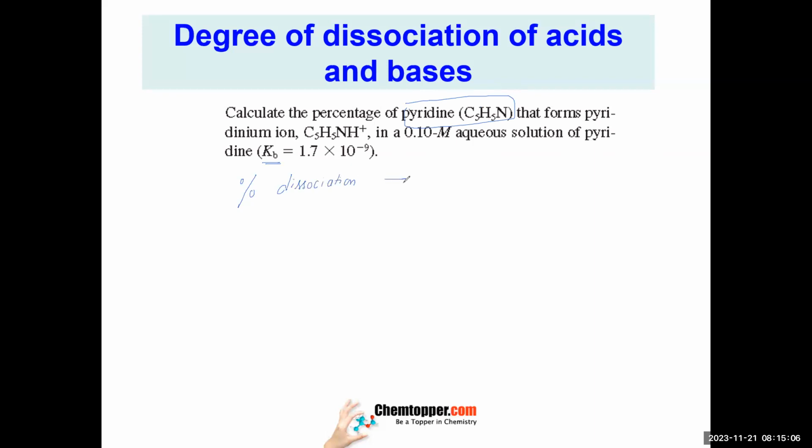Percent dissociation is X over. Now, what is X here? Is it H plus or OH minus? Because it's a base, right? So it is the concentration of OH minus. It's a base, right? It's going to dissociate in water to give you OH minus.